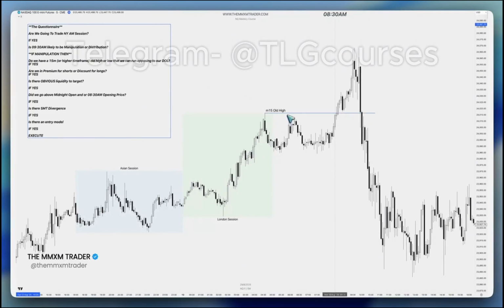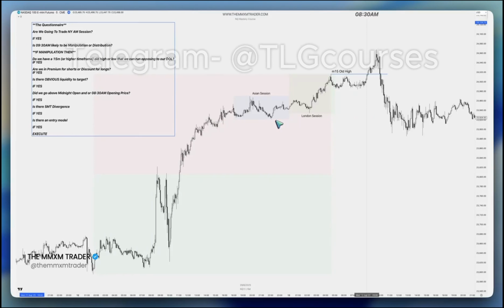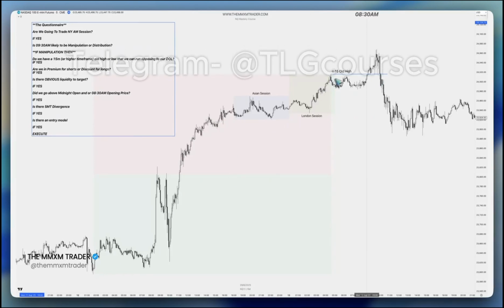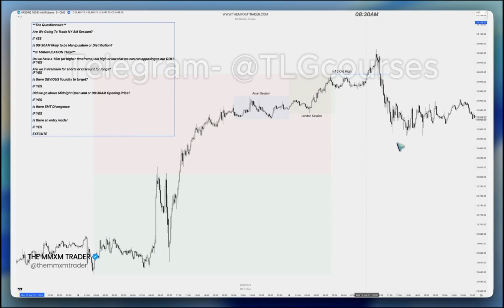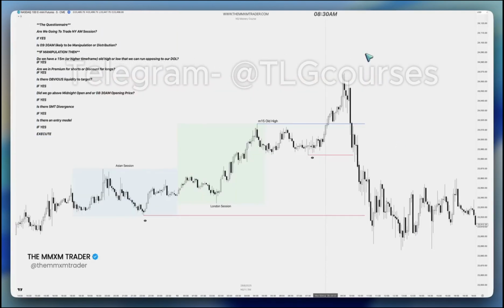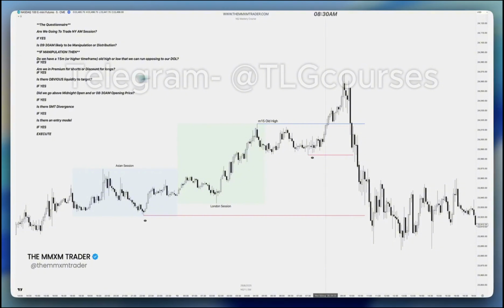There's that old high, by the way. Okay, we are in a deep premium, right? At the time of 8:30, if we were looking at it then without any of this price action available to us, we are in a deep premium. Okay, so yes, then we can move on.